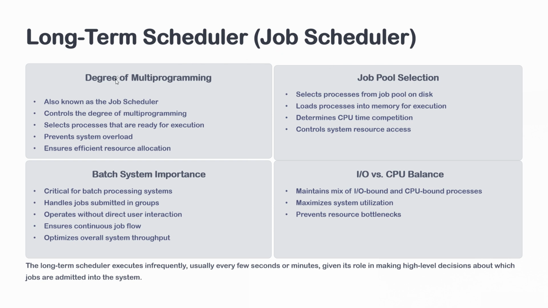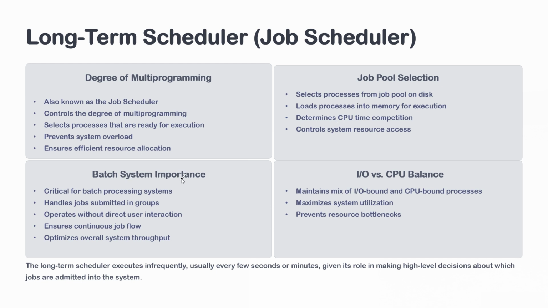Long-term schedulers also handle the degree of multiprogramming. It is also known as the job scheduler, controls the degree of multiprogramming, and selects processes that are ready for execution. Job pool selection: it selects processes from the job pool on the disk. Determines CPU time competition and controls system access.